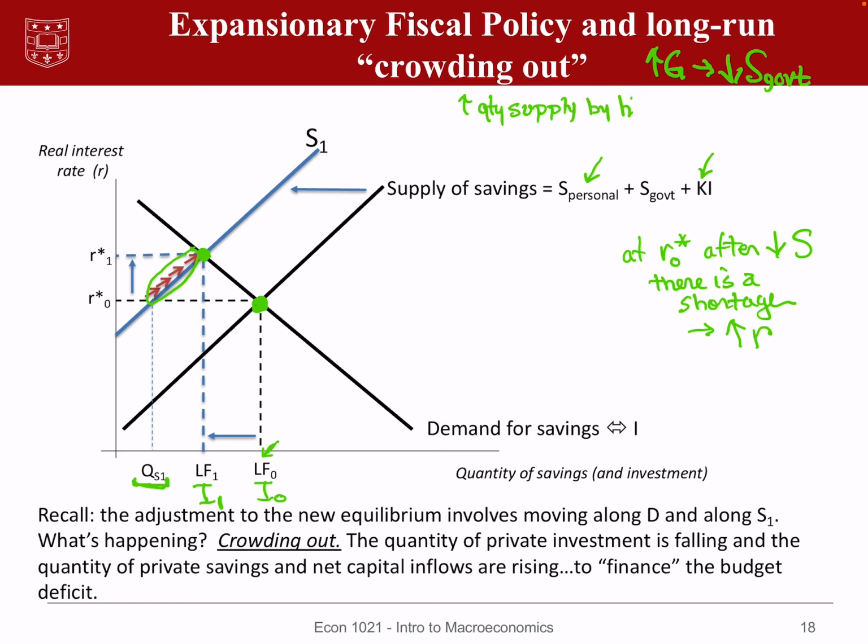So if we see an increase in the quantity supplied by, say, households of savings, they can only increase their quantity supplied of savings by doing less consumption. And if we have an increase in the quantity supplied of net capital inflows, what is that? Well, that's because there is a decline in net exports. This is the crowding out of C and net exports.